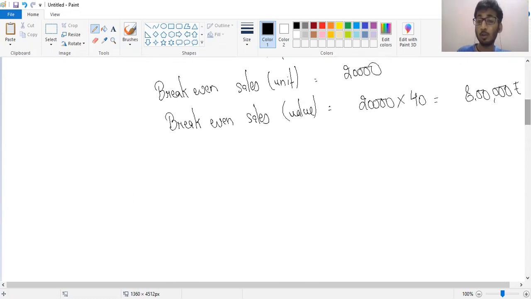So we have calculated the break even sale. Now what we need to calculate? Now we need to calculate the actual sale. This is the break even sale, but we need to calculate actual sale. The second point is calculation of actual sale.